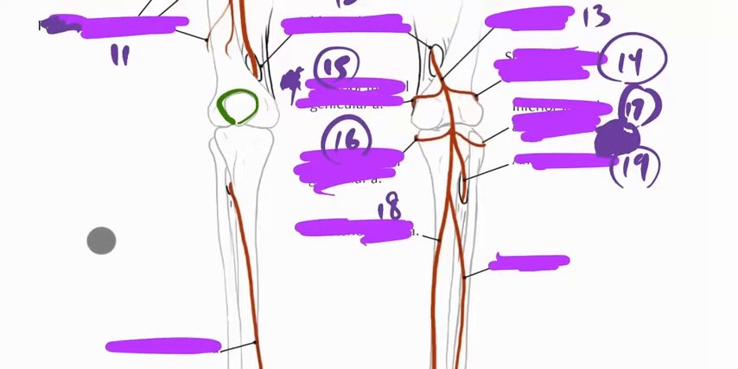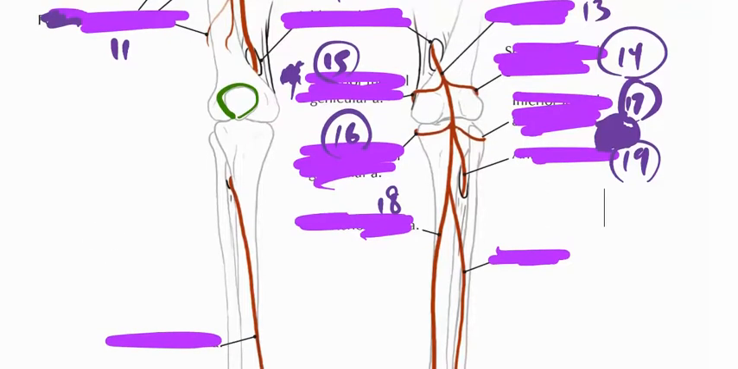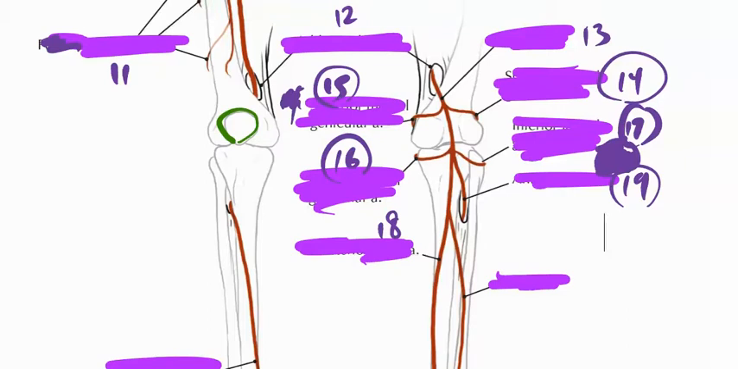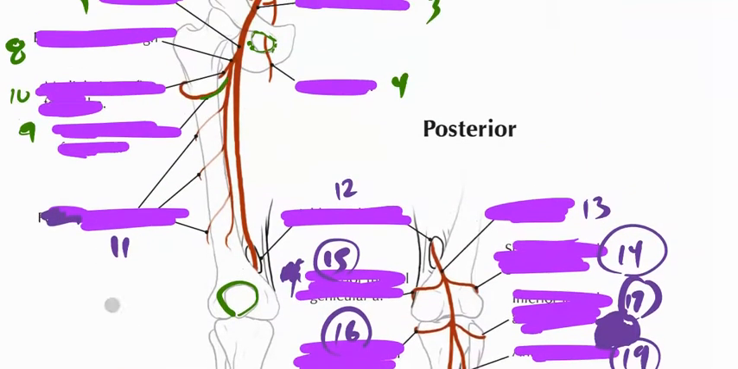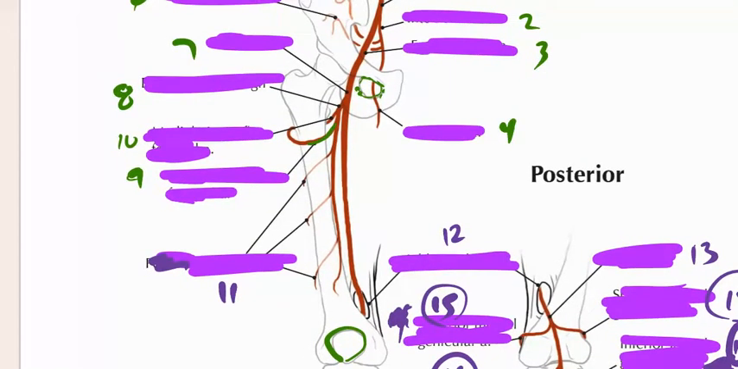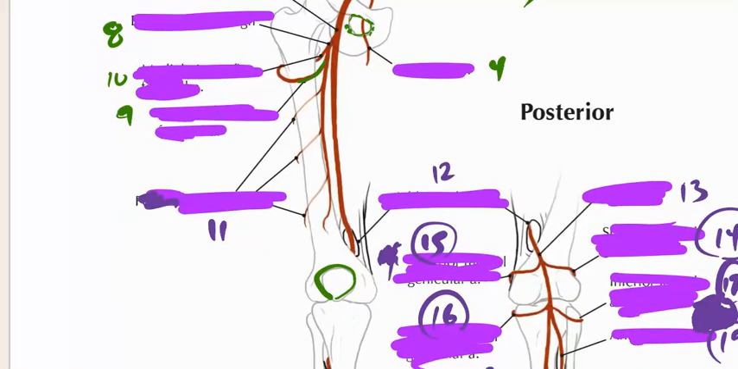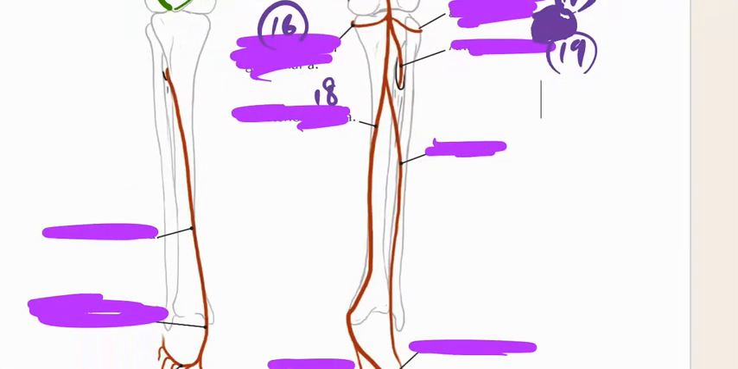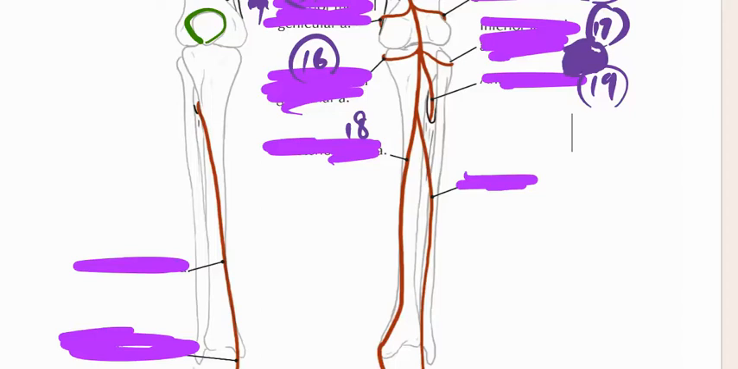Okay, so Dahlia, what's 14? 14 is your superior lateral genicular artery. Okay, Brandon was 16. Inferior medial artery. Okay. Sarah was 15. Superior medial genicular artery. Okay. So Sarah was 10. The medial circumflex femoral artery. Okay. Dahlia, what's 11? Perforating branches of the femoral artery. Okay, cool. Pablo, you know what 18 is?